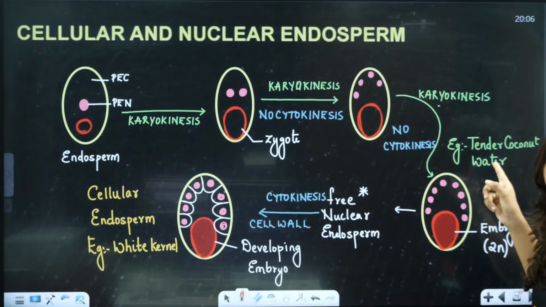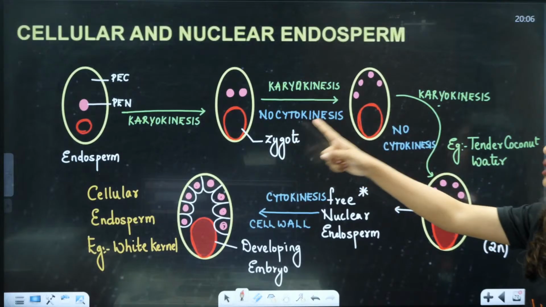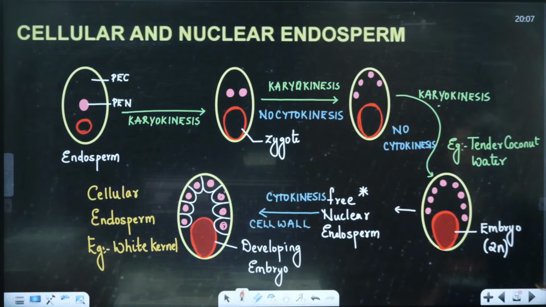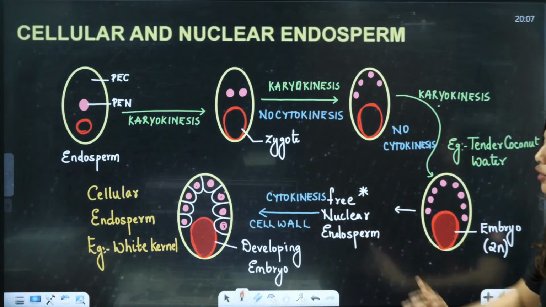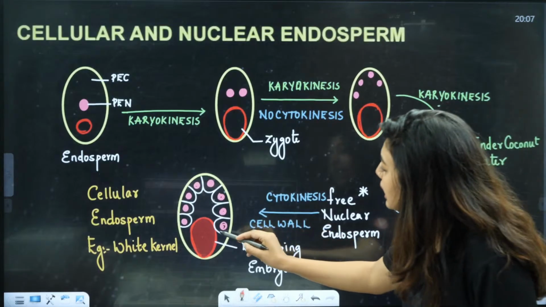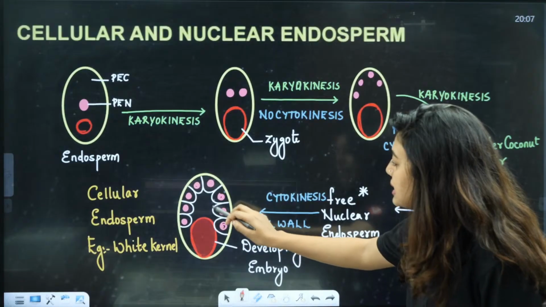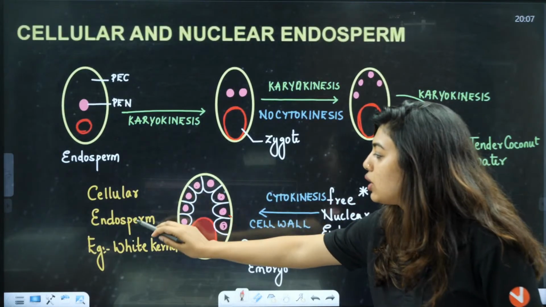The tender coconut water that you're drinking, what is that? It is free nuclear division. Okay, after some time, students, what is going to happen? Cytokinesis will happen, which means cell wall formation will happen. Look, around every nucleus there will be cell wall formation leading to cellular endosperm.